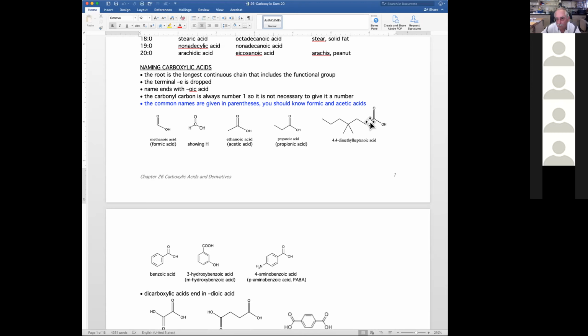Then I got 1, 2, 3, 4, 5, 6, 7. So heptanoic acid would be all of this. That's carbon number 1, 2, 3, 4. So on the 4 position, I have 2 methyls. So it's dimethyl and 4,4.